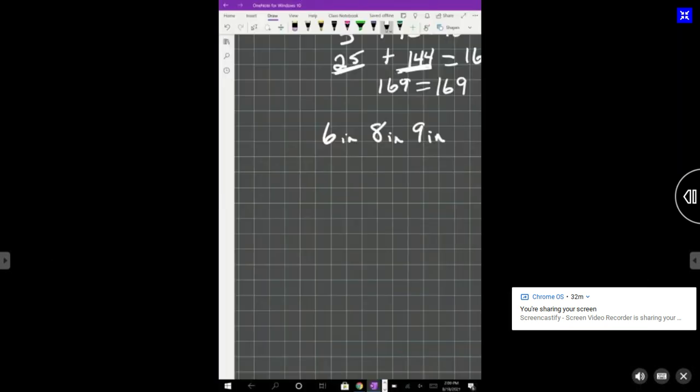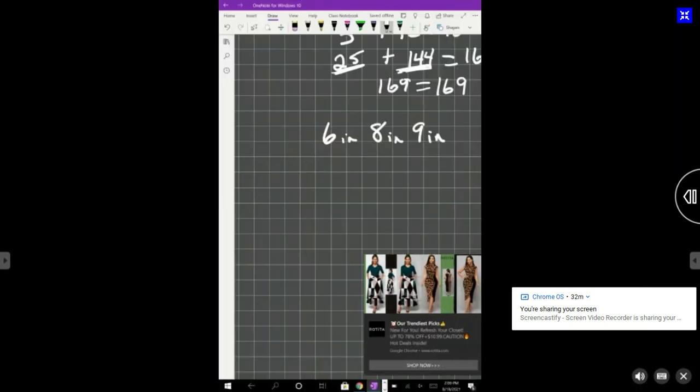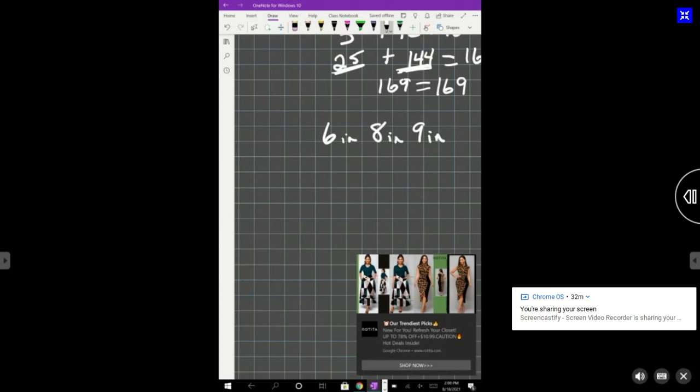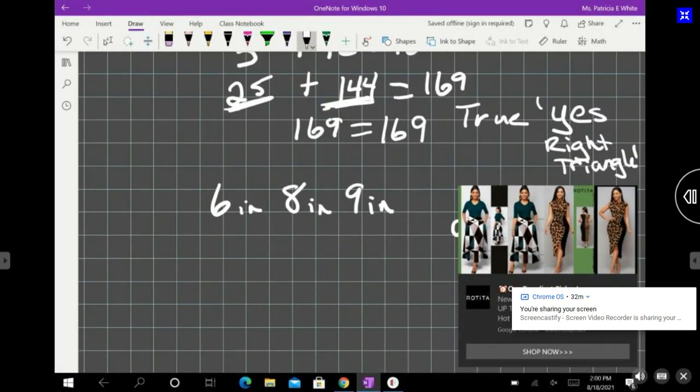Why is it 9? Oh, advertisement. I can't shop now. Go away.